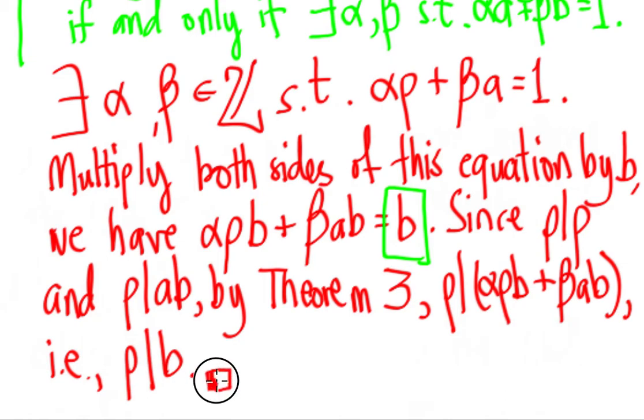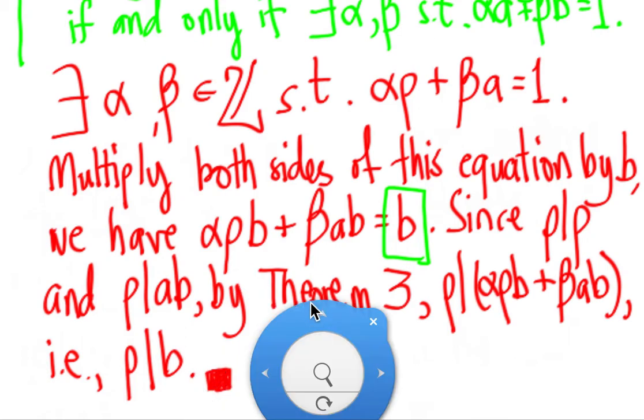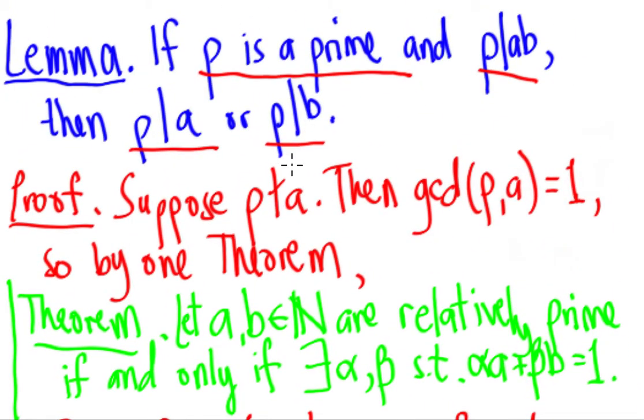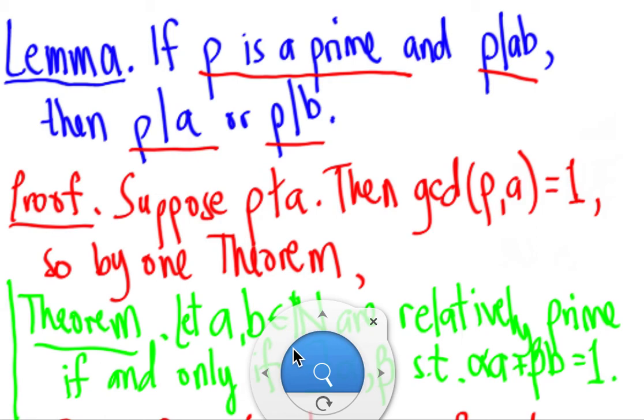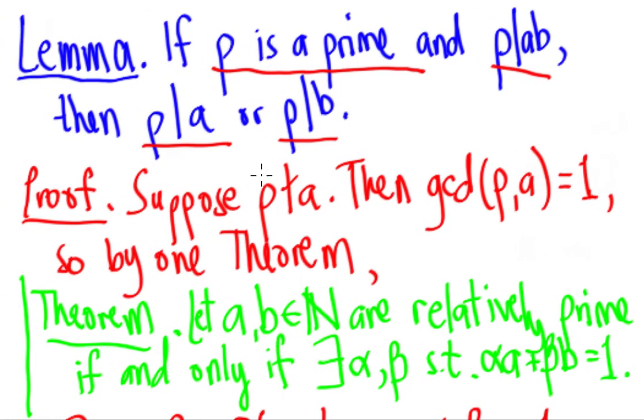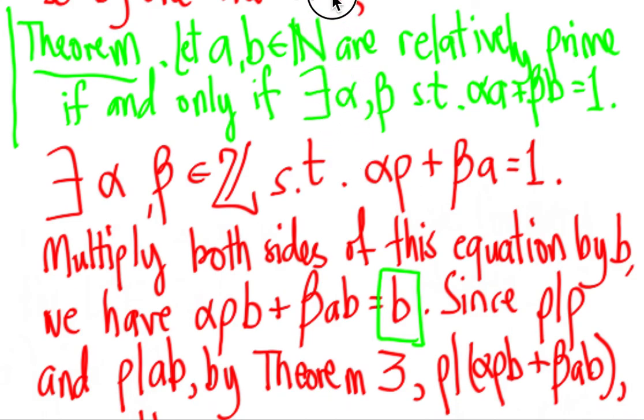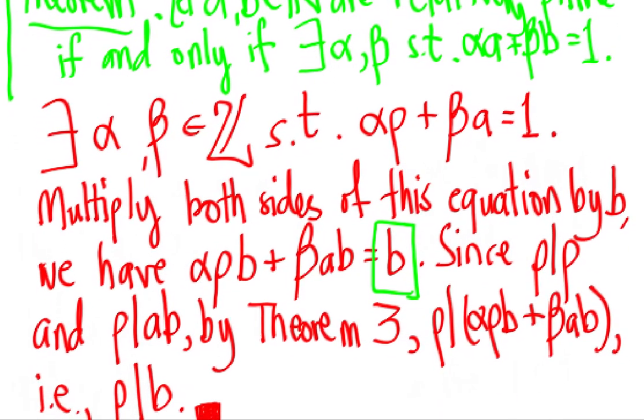This is by contrapositive. We first supposed that P does not divide A, though the statement is only an OR. In the end, we proved that P divides B. So that's the end of our proof.